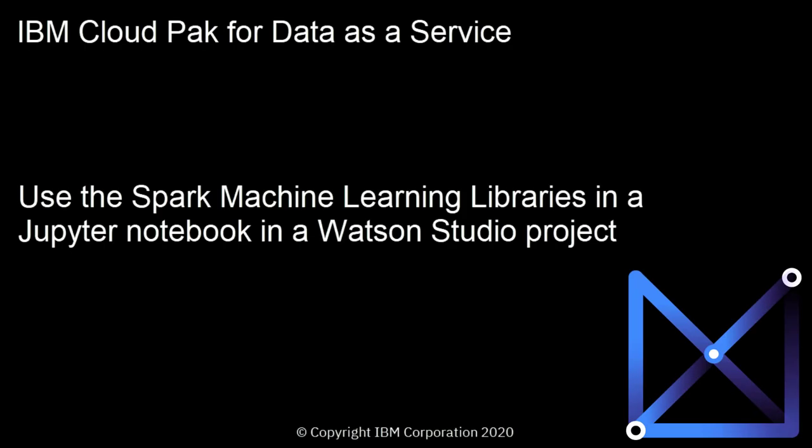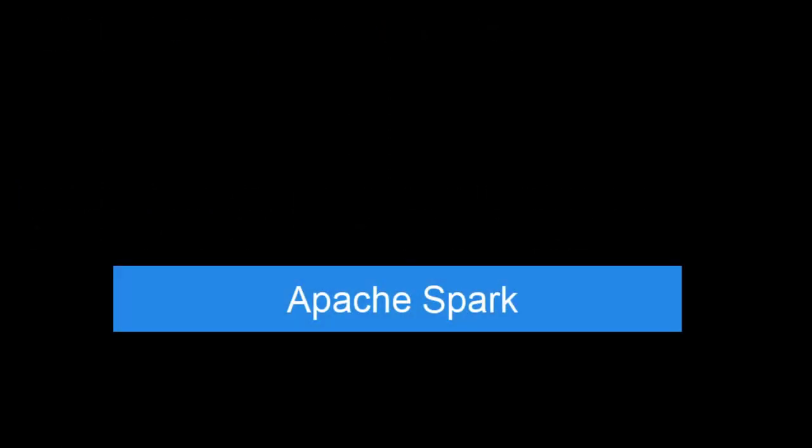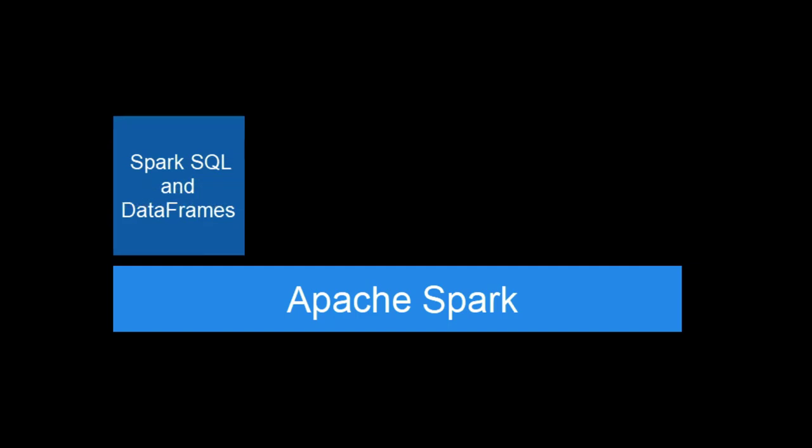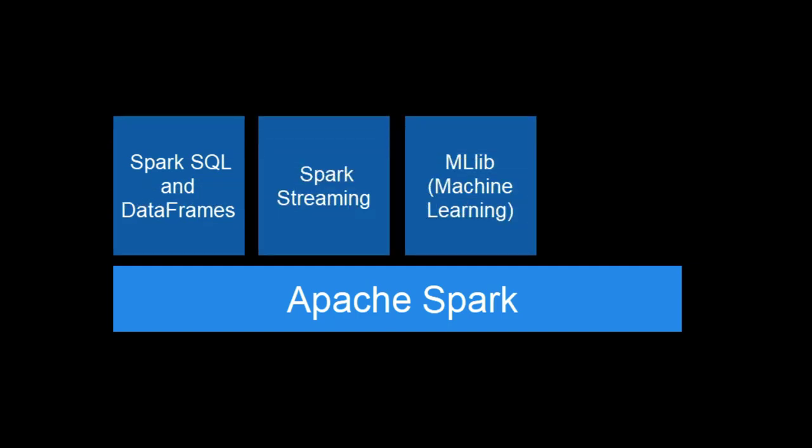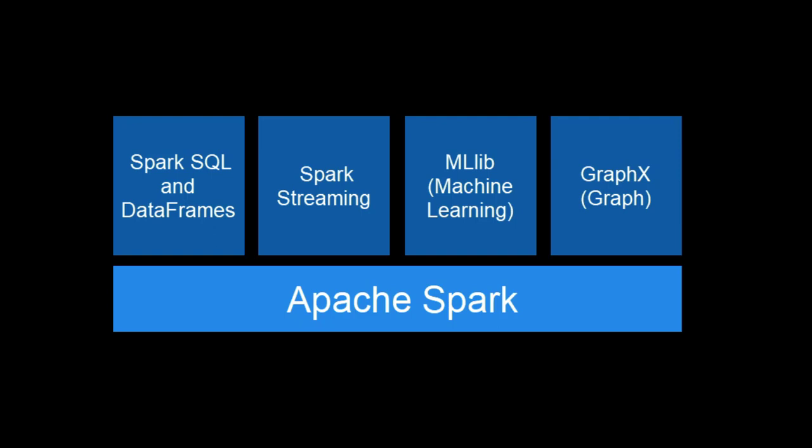This video shows you how to use the Spark machine learning program model in a notebook in a Watson Studio project. Spark includes extension libraries that can be used for SQL and data frames, streaming, machine learning, and graph analysis. In this video, you'll see how to use Spark machine learning algorithms to determine the top drop-off location for New York City taxis using a popular algorithm known as K-means.